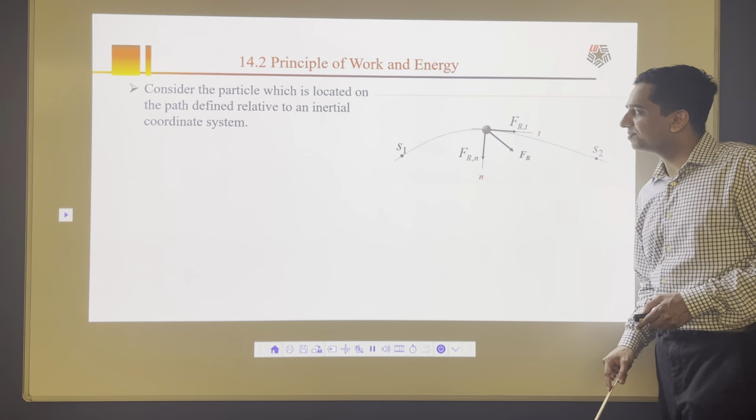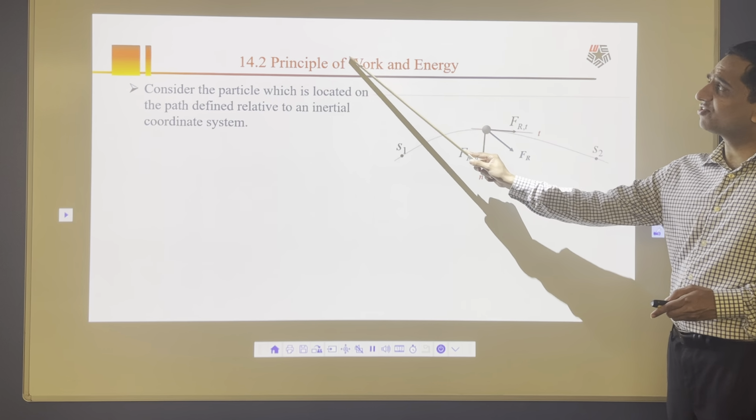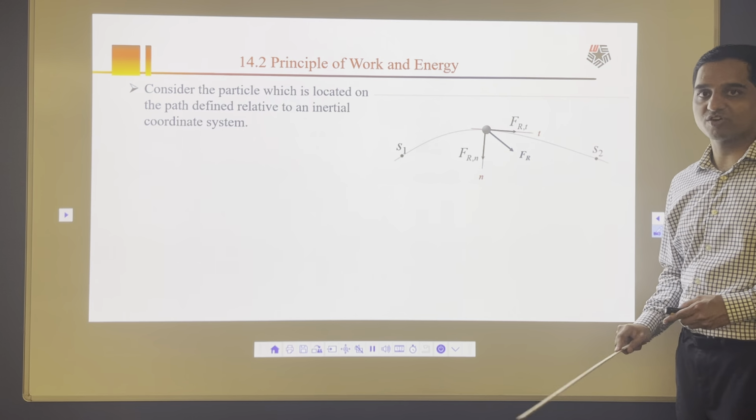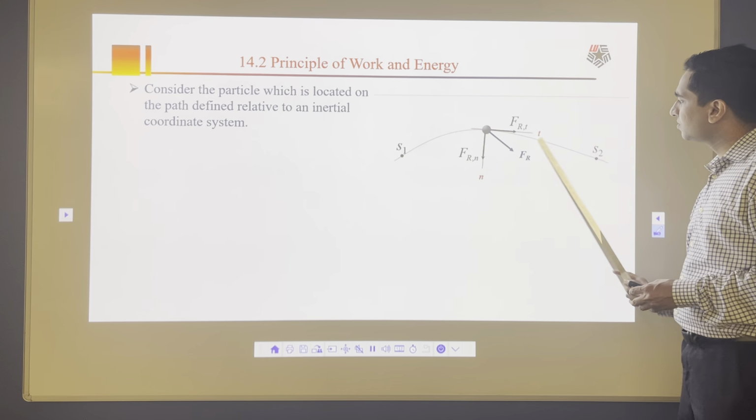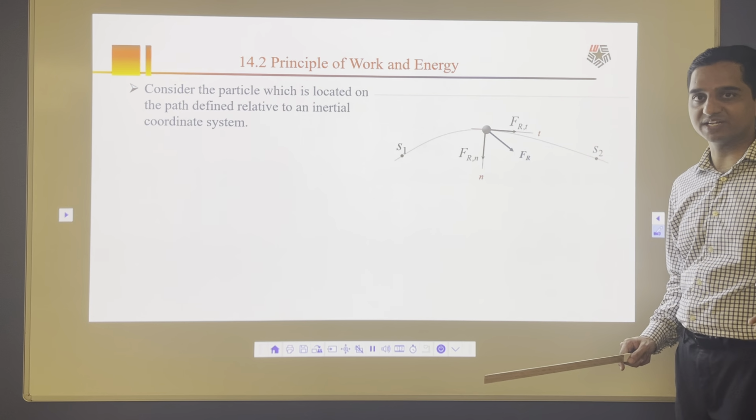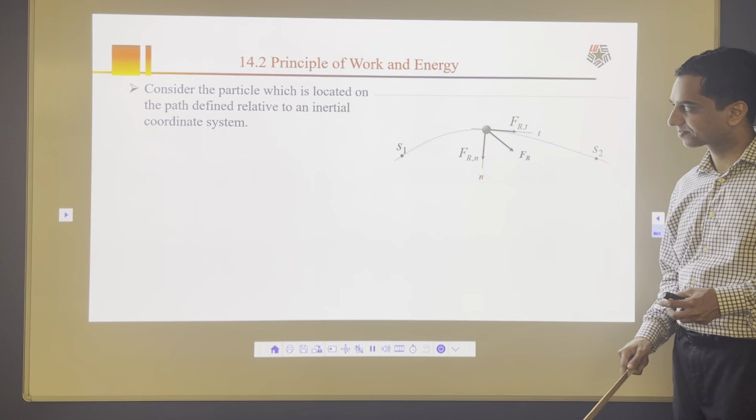Now let's move on to the next part, which is related to energy. We have seen work done. Now let's see what exactly energy is, or how this energy is associated with work done. Any particle that moves from A to B needs energy. Without that energy, there will be no movement. Energy is nothing but the capacity to do work.